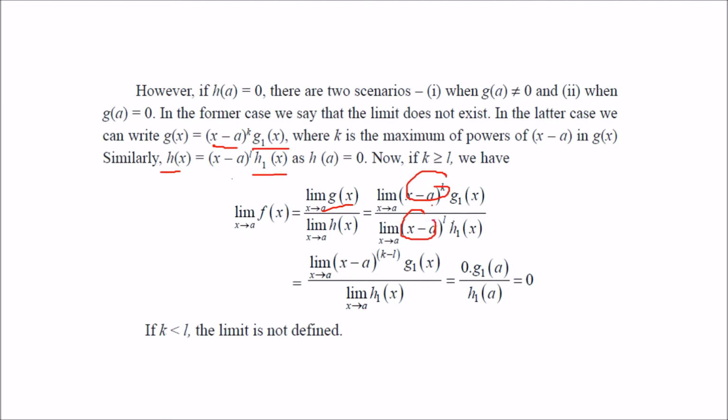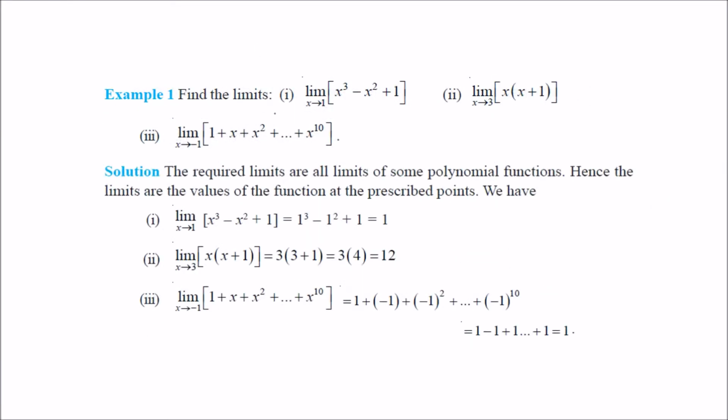You can easily find that a to the power m by a to the power n is a to the power m minus n. So this is x minus a to the power k minus l. This you can take individually, this you can take individually, but for x minus a to the power k minus l, when x tends to a, you place a here, a minus a is 0, so whatever you do, it will be 0, right? You will understand these more when we take an actual example.